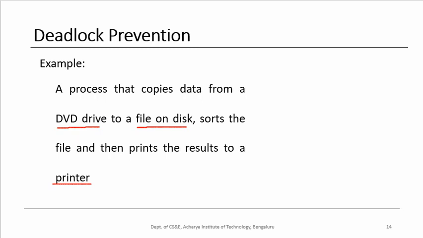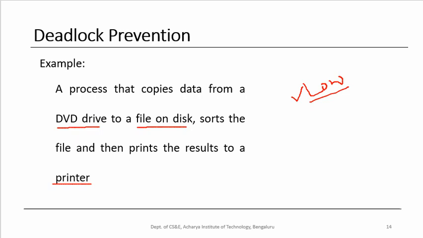What is the disadvantage of this kind of protocol? Like I had mentioned in the previous slide, low utilization of the device. For example, the printer: though this process needs the printer at the end for writing the content of the file, it is allocated to the process when the process starts the execution. So that's what is known as inappropriate utilization of the device, or low utilization of the device.